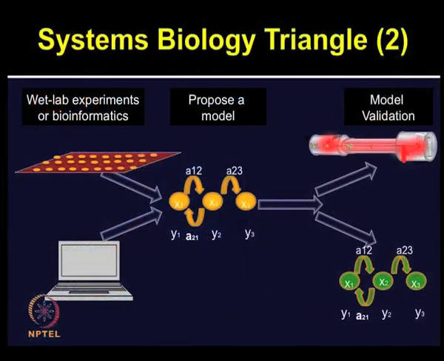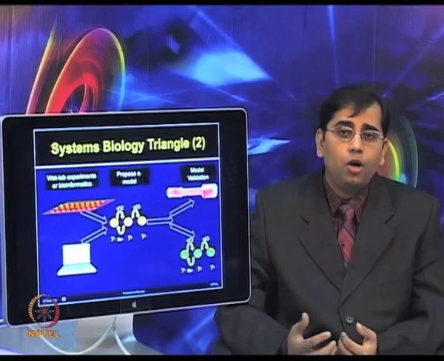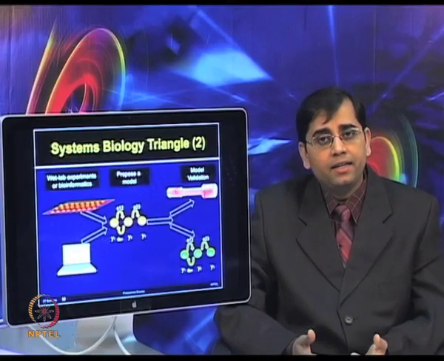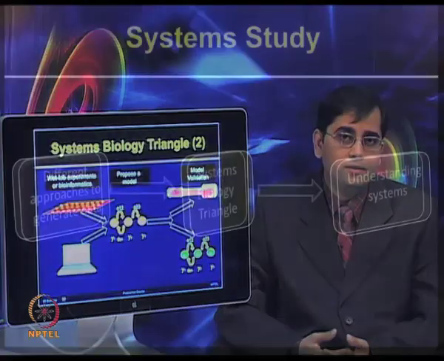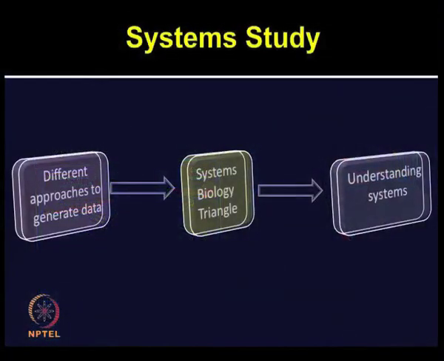In the systems biology triangle, the wet lab experiments or bioinformatics based data analysis can be used to propose a model. The model building is an aid to understand the complex system, and some hypotheses can be generated which could be used further to propose more quantitative models or predictive models, and also can be used with independent techniques for the model validation. So, what is a system study?